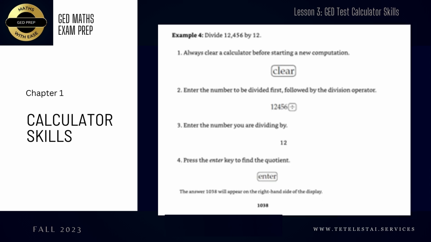Okay, here we're being asked to divide 12,456 by 12. And again, start by clearing your screen, and then enter the numbers followed by the relevant operation. In this case, it's division. Enter the divisor, which is 12. Okay, press enter, and you get your answer.